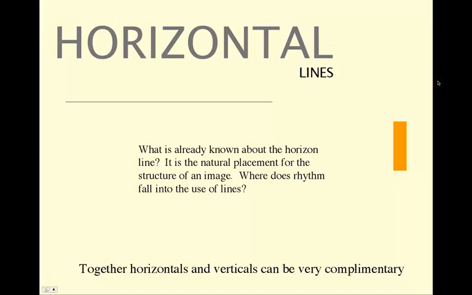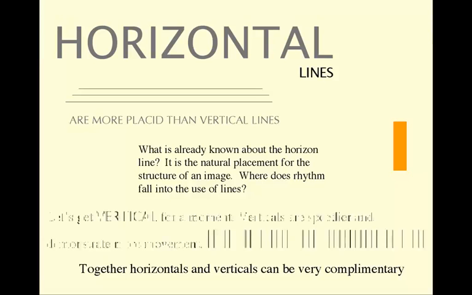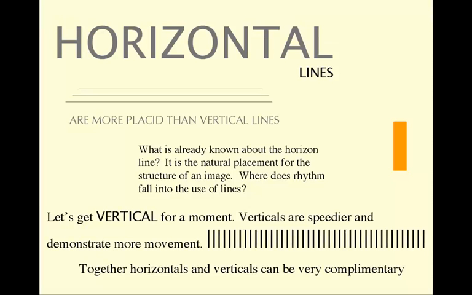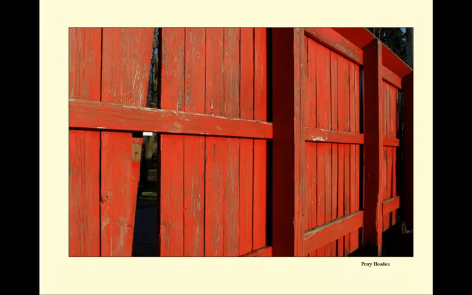Horizontal lines and vertical lines together can be very complementary. I want you to understand that horizontal lines are typically more placid and more calming than vertical lines, which tend to be a little more chaotic. We read them a little faster. There's a different energy with an image that has many vertical lines.